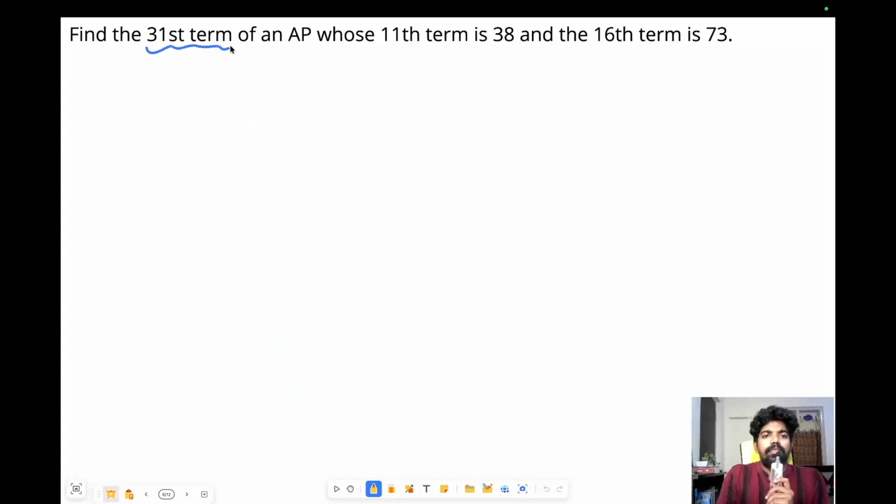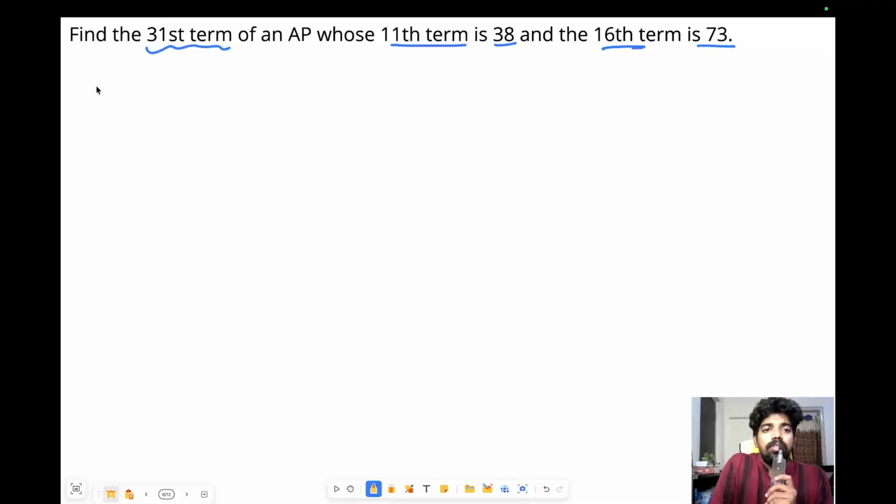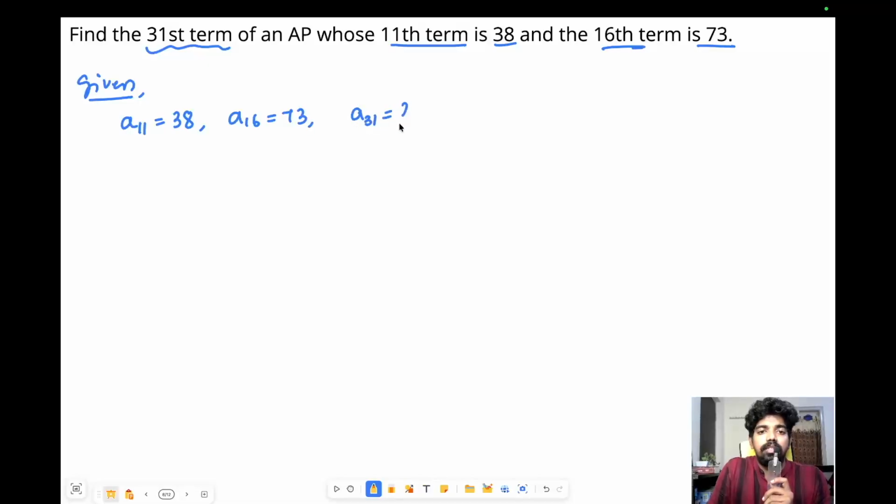Find the 31st term of AP whose 11th term is 38 and the 16th term is 73. Here they are asking you to find the 31st term by using the 11th term and the 16th term. So first let us write the given data. What is the given data? 11th term, that is A11 is equal to 38 and 16th term A16 is equal to 73. Find A31, that is the 31st term.